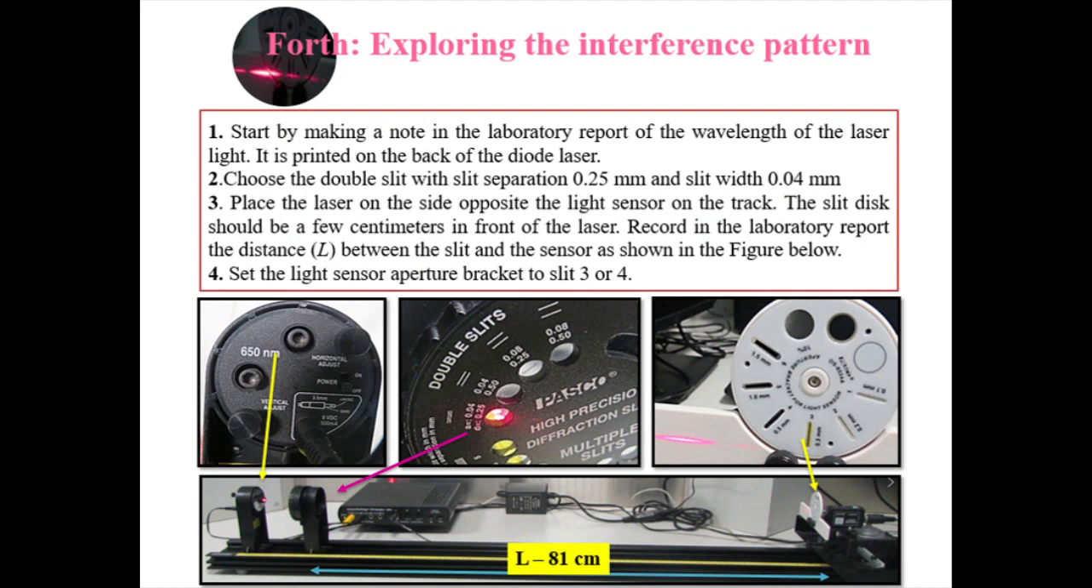Fourth, the double slit pattern. Start by making a note in the laboratory report of the wavelength of the laser light. It is printed on the back of the diode laser. Place the laser on the side opposite the light sensor on the track. The slit disc should be a few centimeters in front of the laser. Record in the laboratory report the distance L between the slit and the sensor.